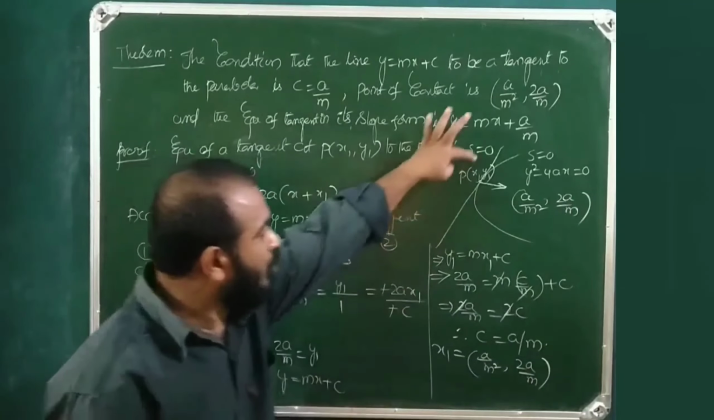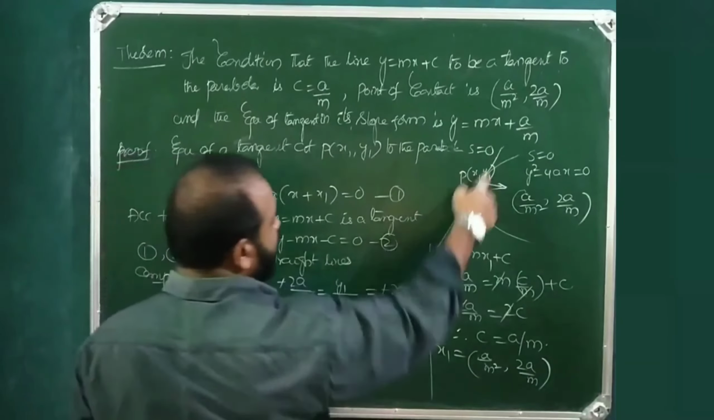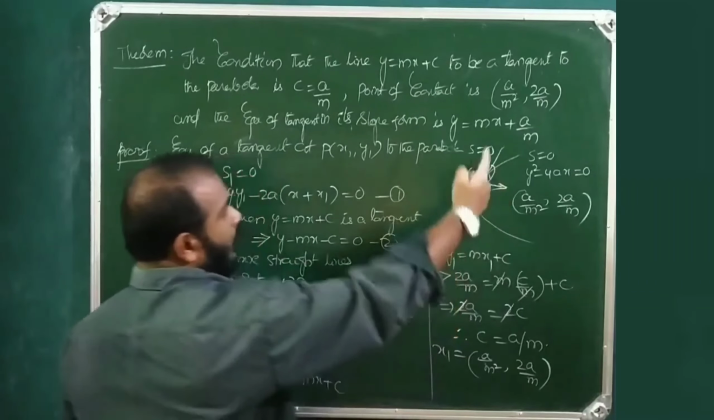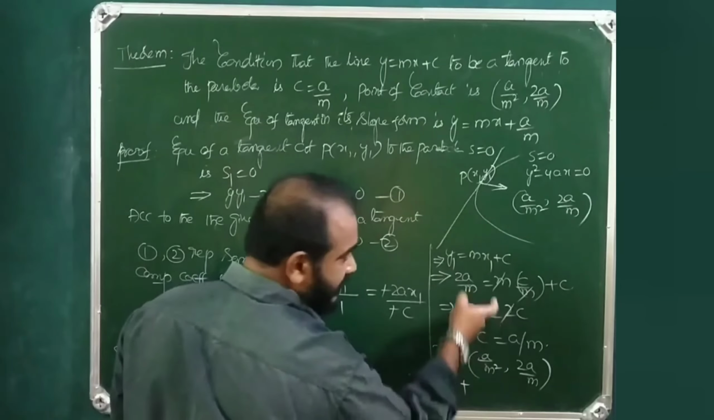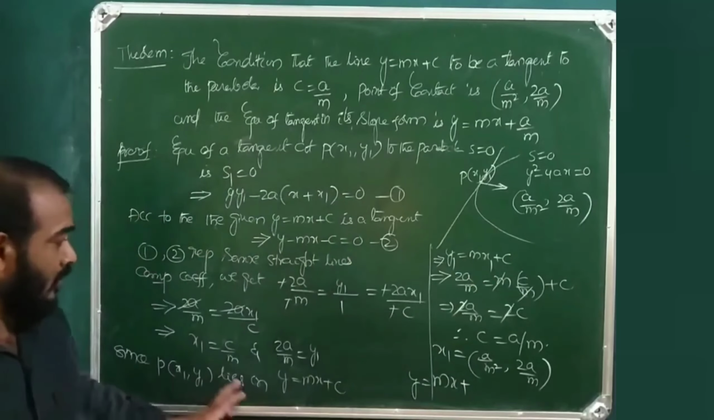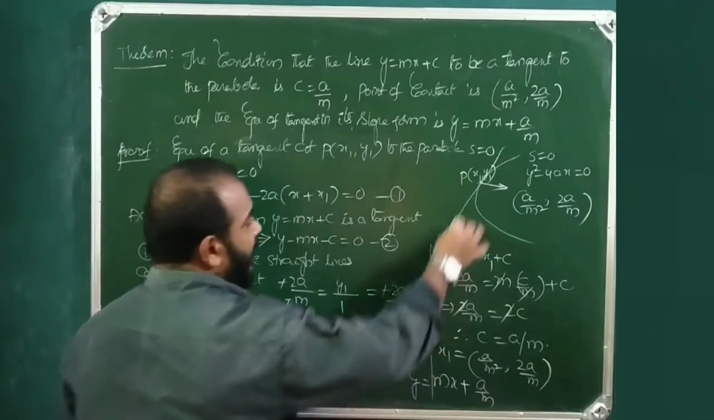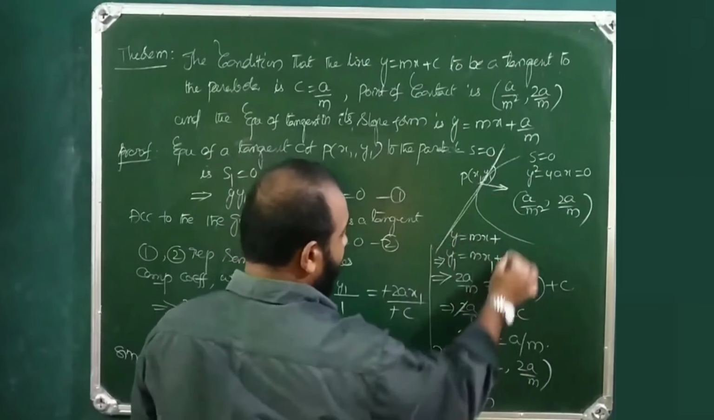And what is the equation of this line? This line is y equals mx plus c. So y equals mx plus, what is c that we got here? c is equal to a by m. So this line is y equals mx plus a by m.